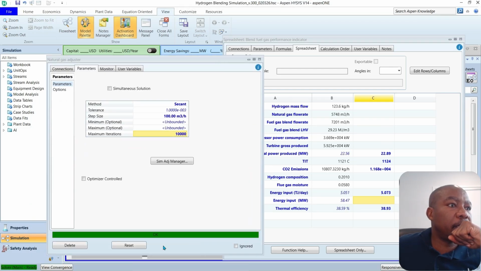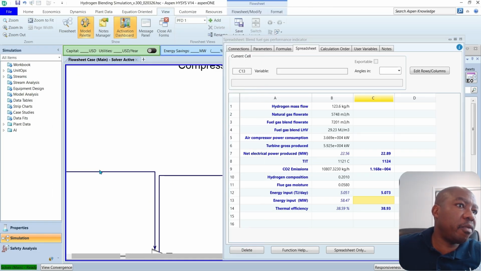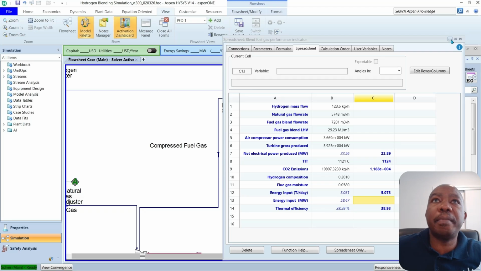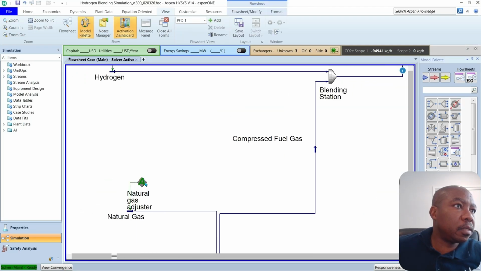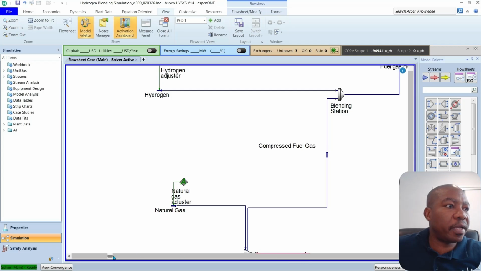This might take some time. No, it didn't, it was quick. And then close it, and then you come back here. Before you do anything drastic, just come back here and zoom in. Yep, you've got a black border, so it should have converged properly.